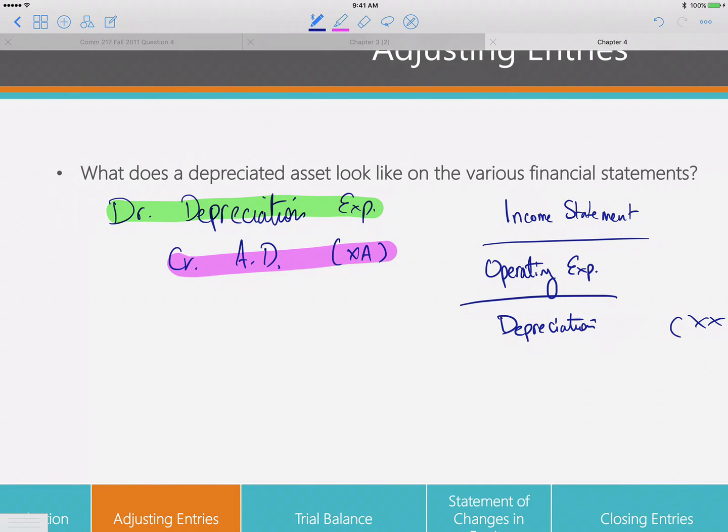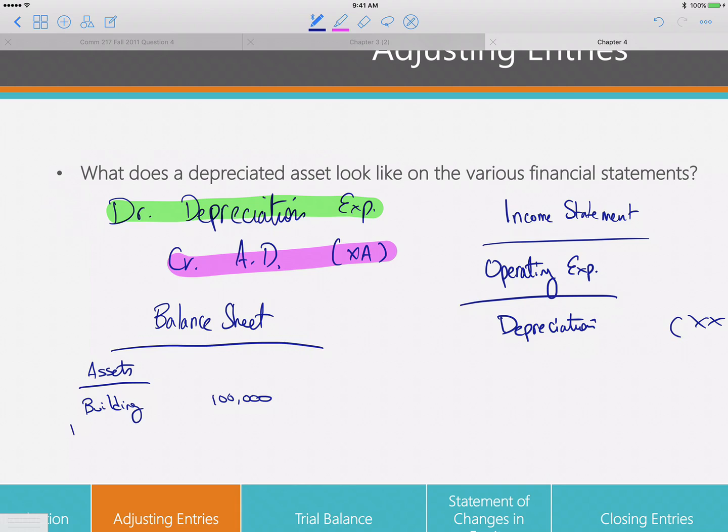But what is very important to remember is on our statement of financial position, or our balance sheet, so this is going to be partial, of course. Let's say we had under our assets a building that cost $100,000 less accumulated depreciation for the building. And we do not ever decrease the amount of the actual asset itself when we depreciate it. Rather, we add this to the contra asset. So let's say it had been depreciated for $10,000.